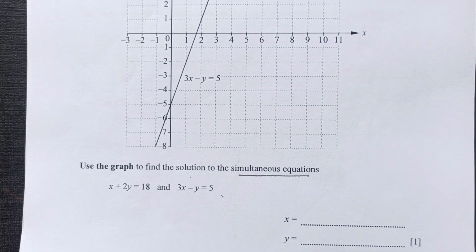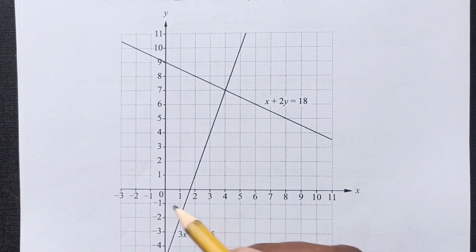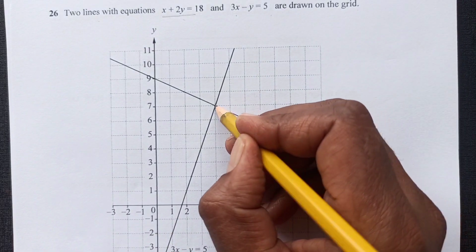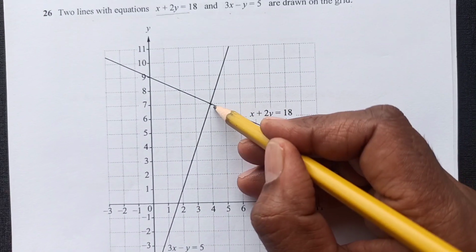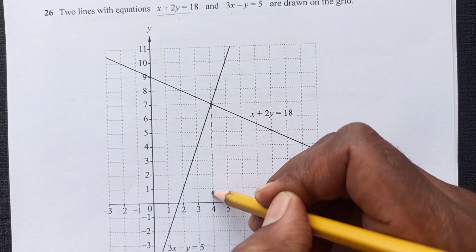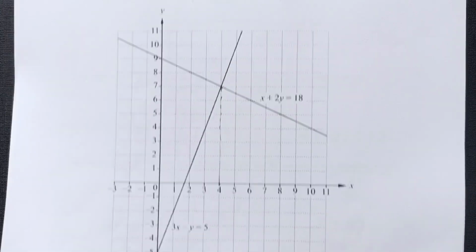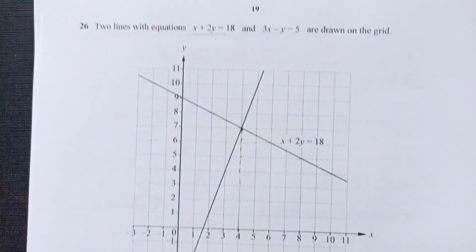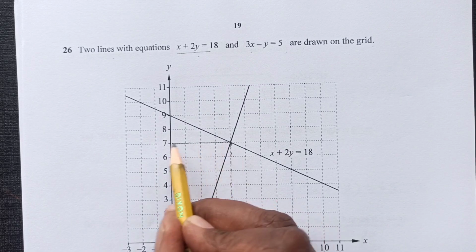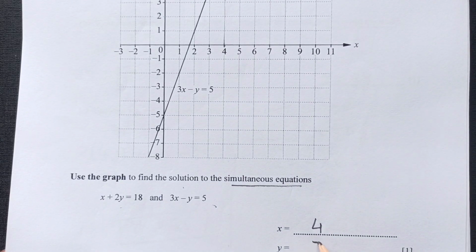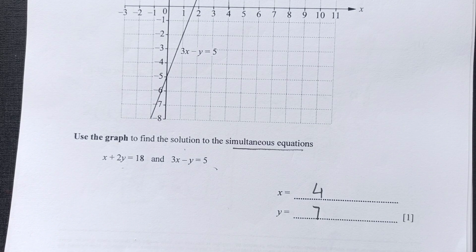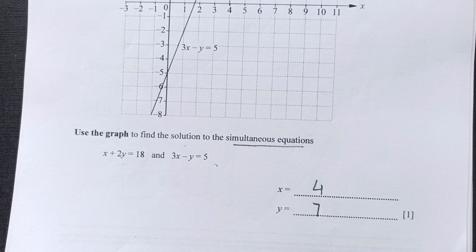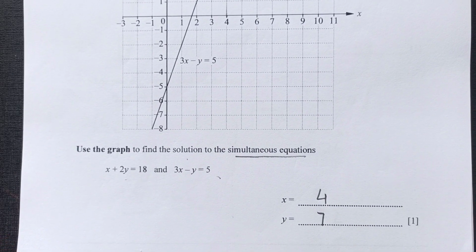This is a very simple question. We are just looking for the intersecting point, where the two lines meet each other. So x is 4. This is along the x-axis. Now let's see y. Y is this side here. Y will be 7. So 4 and 7. This is just a 1 mark question. I hope you guys understood everything.